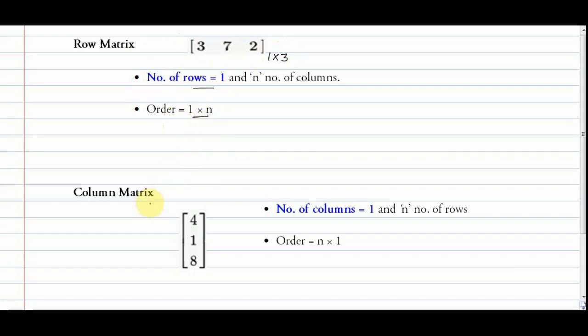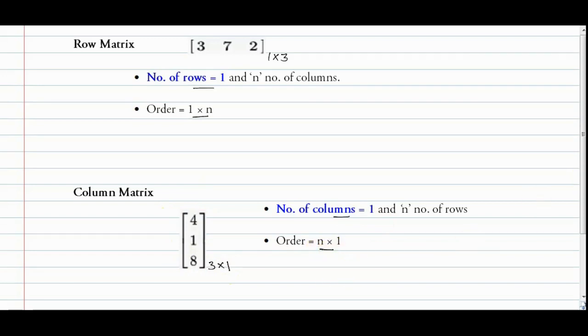Now, coming to column matrix. It is a matrix in which number of columns is equal to 1 and it can have any number of rows. So here we have an example. In this example, we are having a single column and we are having 3 rows. So the order of this matrix is 3 by 1. So in general, order of a column matrix will be n by 1.